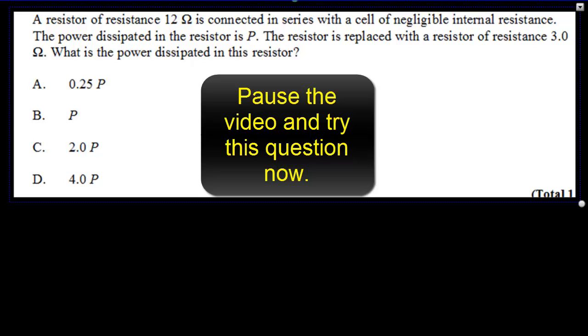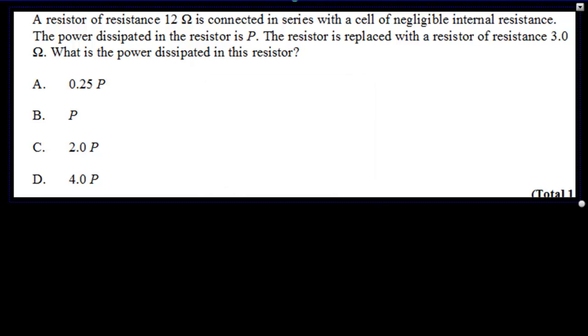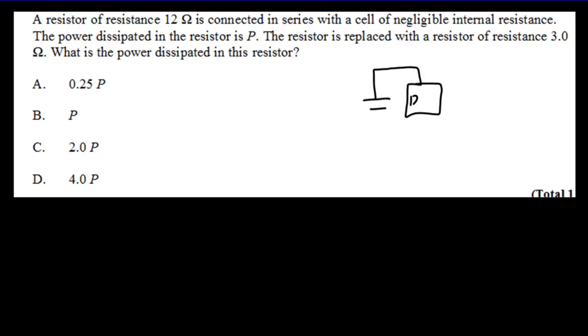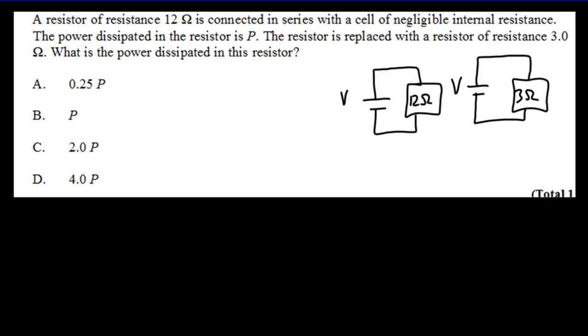Second question. Once again, stop the video, read it over, try it out, and then come back for the answer. I'm going to draw the circuit very quickly just to illustrate something. So in the original case, we had a 12 ohm resistor and a battery across that resistor. And then in the new situation, we put a smaller resistor here. But we keep the same voltage.